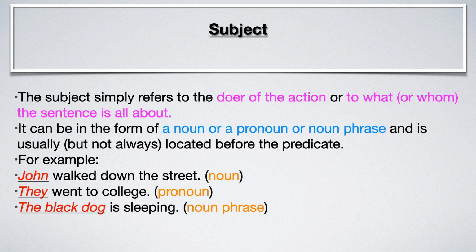First, subject. The subject simply refers to the doer of the action or to what or whom the sentence is all about. It can be in the form of a noun or pronoun or noun phrase and is usually, but not always, located before the predicate. This is the correct definition of subject.